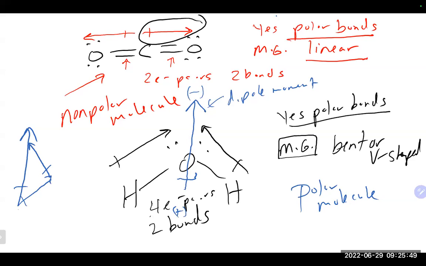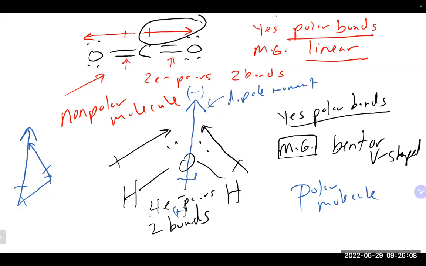So you definitely can have polar bonds within a molecule that results in a non-polar molecule because of the geometry, and vice versa. You obviously can have polar bonds in the molecule that result in a polar molecule as well. Any questions on that?